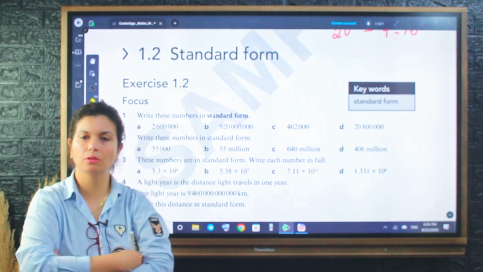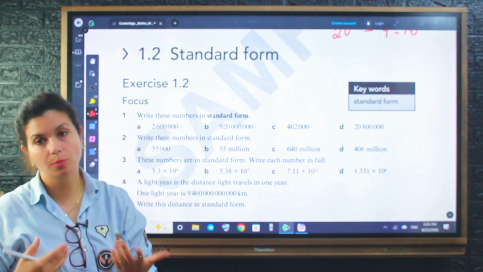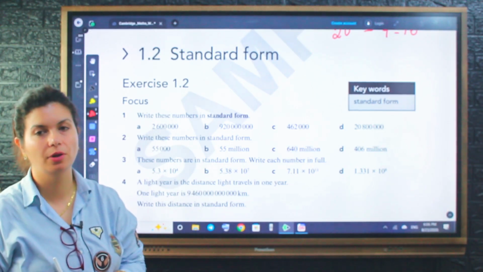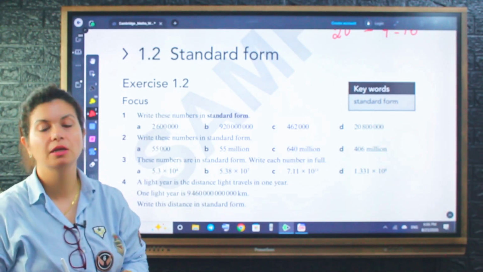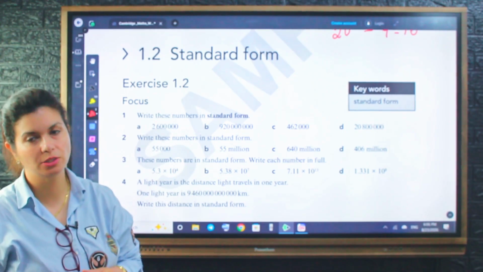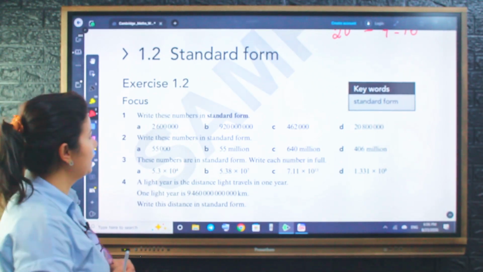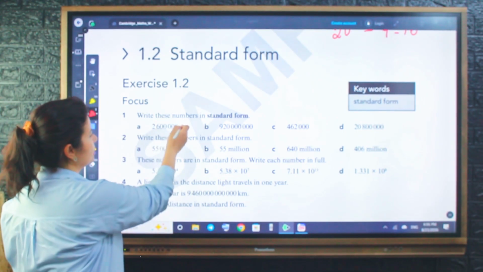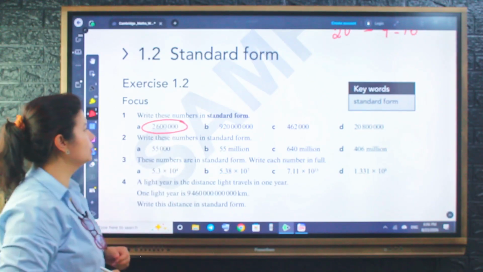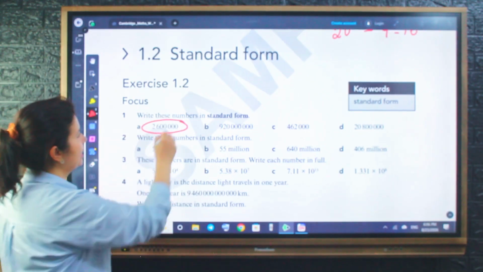When we write a large number, we put more zeros, but we can write it in the form of 10 raised to the power of. Let's see how to write this number in the standard form.